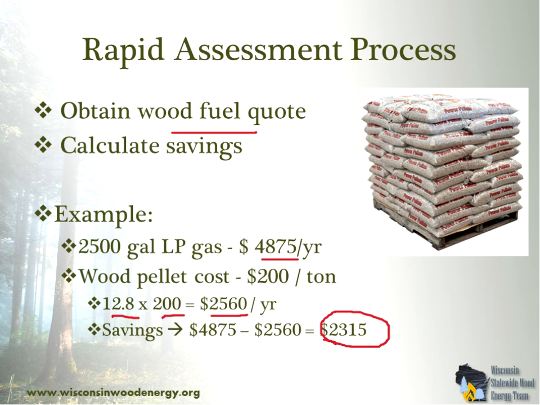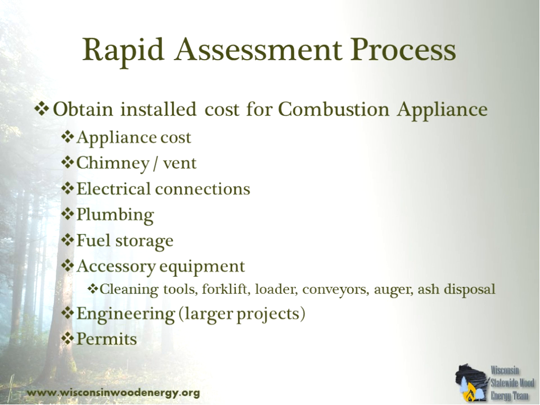So that gets us now to our fuel, what we can do. The next thing we need to do is to get a fuel quote, and then we can calculate savings. So my LP gas was, I think, $2 a gallon is what I had it at. I missed that on an earlier slide. Maybe it was a little less than that. It's probably $1.75 or $1.80.